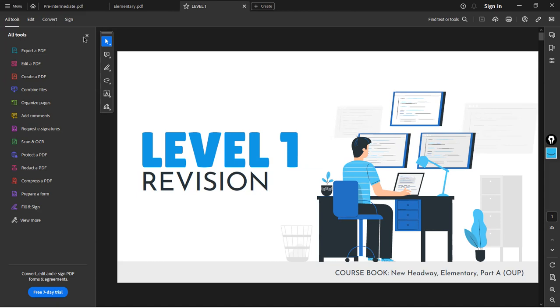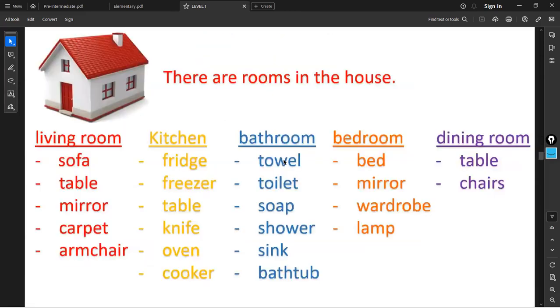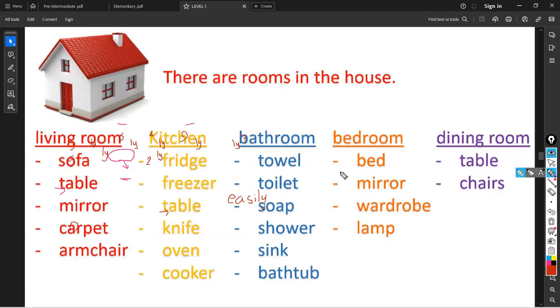Okay. So let's practice using there is and there are. Let's practice, guys, with talking about house or home. Notice number one, we have living room. طبعا معنا living room غرفة المعيشة. We have the kitchen. We have the bathroom, bedroom, and dining room. Dining room means غرفة الطعام. In the living room, we have sofa, we have table, we have mirror, carpet, and armchair.